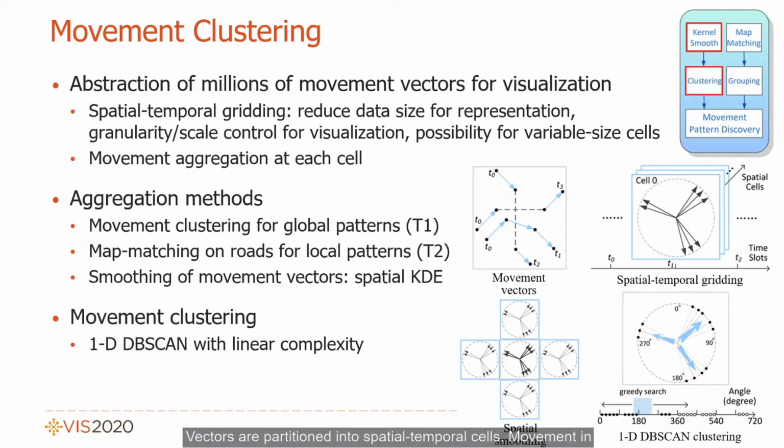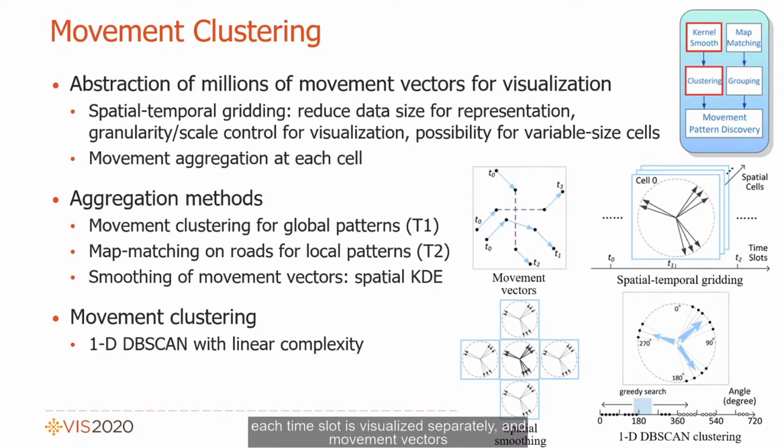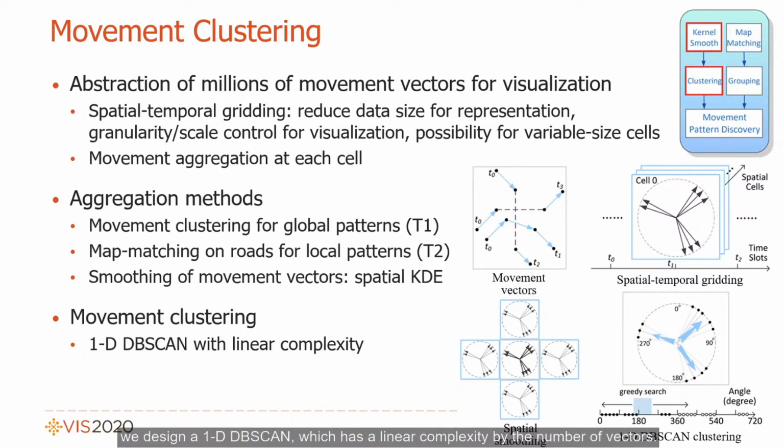Vectors are partitioned into spatial temporal cells. Movement in each time slot is visualized separately, and movement vectors in each spatial cell are aggregated together. On aggregation methods, we first introduce a clustering approach to reveal global movement patterns. As shown in the bottom right figure, each vector in a cell is represented by a point on the boundary of the cell circle. DBSCAN is used to detect the vector clusters from these points. To reduce the computational complexity, we design a 1D DBSCAN, which has linear complexity in the number of vectors.